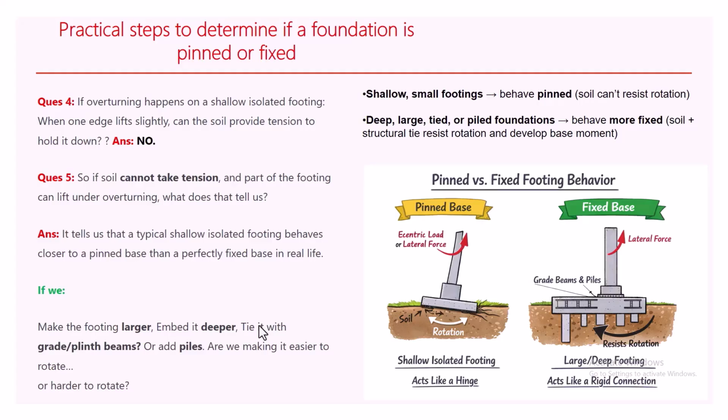And that could also be one of the reasons why some of your buildings that don't have plinth beams actually don't fail, because being buried into the soil, the backfill also provides what we call partially fixed support. But if you make the footing larger, make it deeper, and also tie it with a grade beam, which is your foundation or ground beam, or with plinth beams, or we add piles, then when we add all those things, we are actually making it hard for the foundation to rotate.